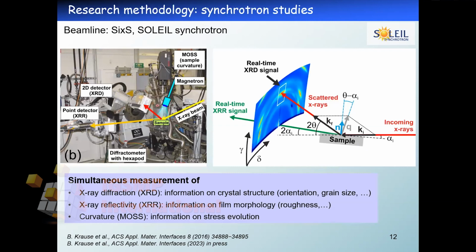And the last example that I will share with you is the one that uses a combination of these in-situ diagnostics at synchrotron facilities. So the idea here is to combine the curvature experiment that is shown here with information from X-ray diffraction and X-ray reflectivity. So by simultaneously measuring the curvature change, but also the diffraction signal and the reflectivity signal, we can gain information on both crystal structure and morphology, typically the roughness, and we can relate that to the stress evolution.